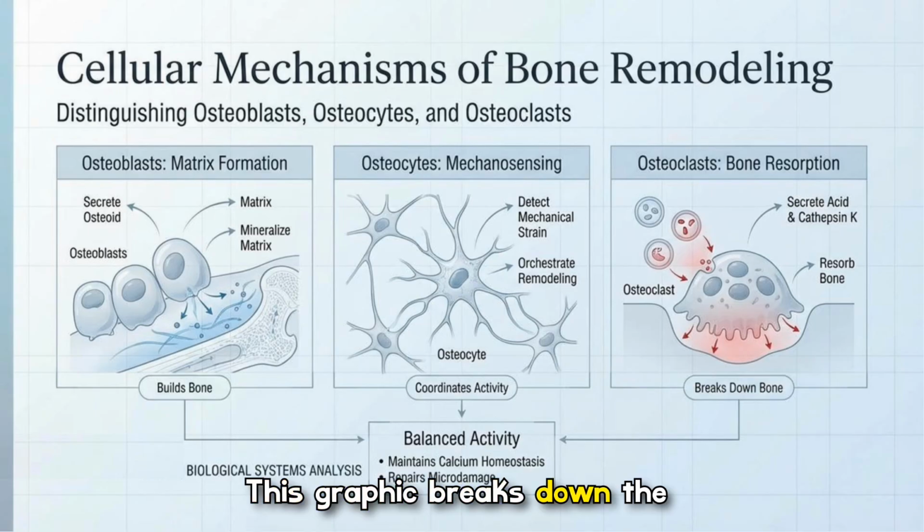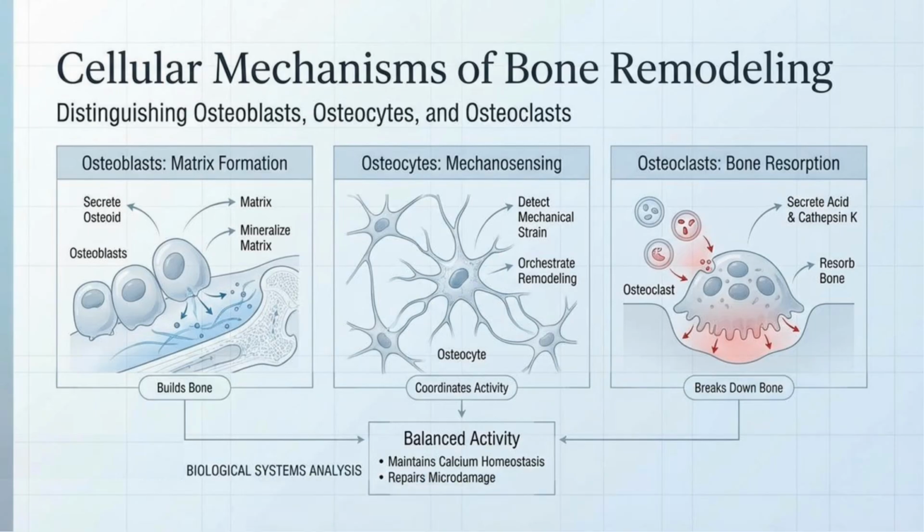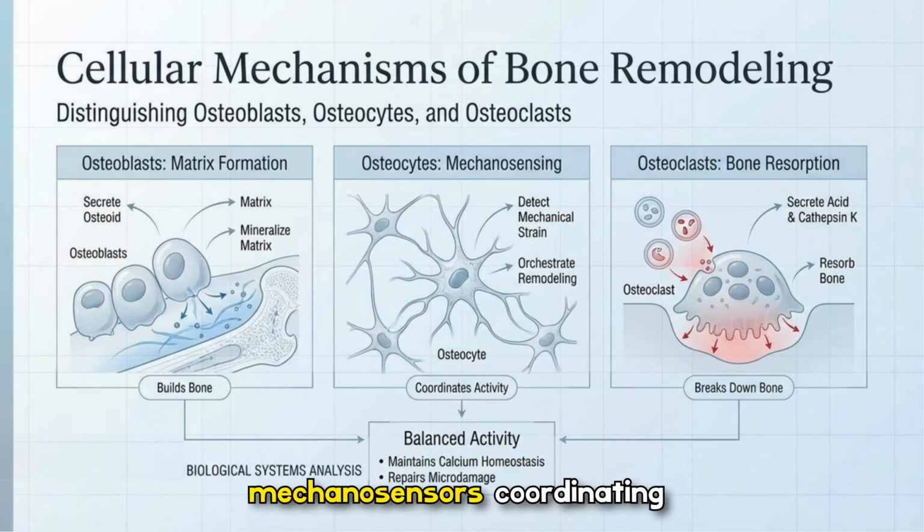This graphic breaks down the cellular players in remodeling. Osteoblasts build matrix, osteocytes act as mechanosensors coordinating activity, and osteoclasts resorb bone. Together, they balance calcium homeostasis and repair microdamage, so bones continuously adapt their structure through signaling and local remodeling to maintain strength and function.